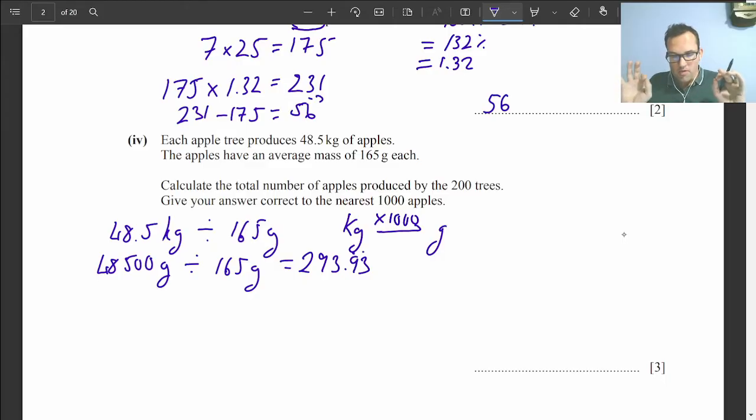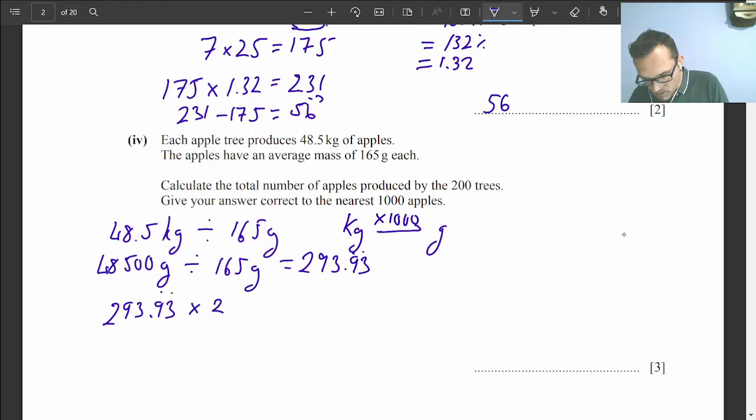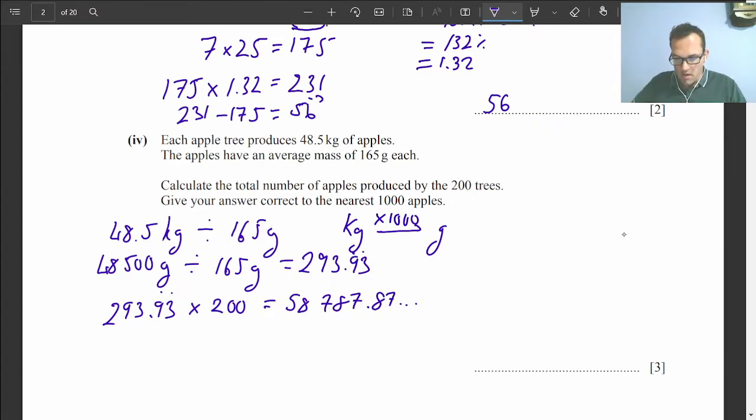The total number of apples produced by 200 trees. So if each tree produces 293.93 recurring apples, we times that by 200, and then we'll have the total amount of apples. Okay, brilliant. And we write that down, 58,787.87, etc. Now they want the answer correct to the nearest 1,000 apples. Where's the thousands there? We cut it off there. Next to the 8 is a 7, so we need to round it up to a 9. 59,000 apples.